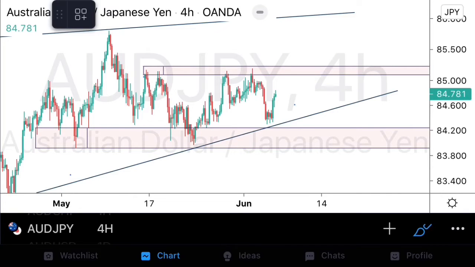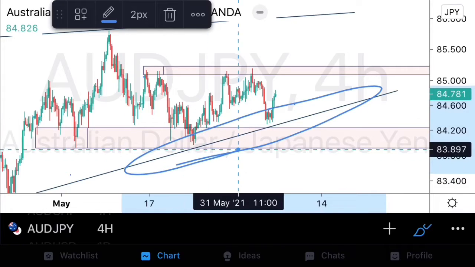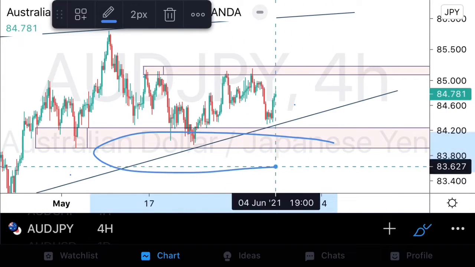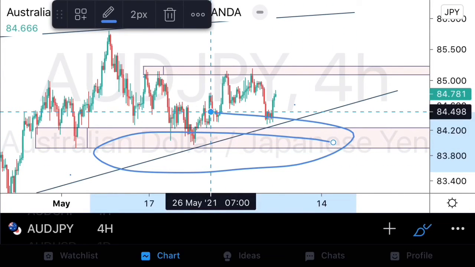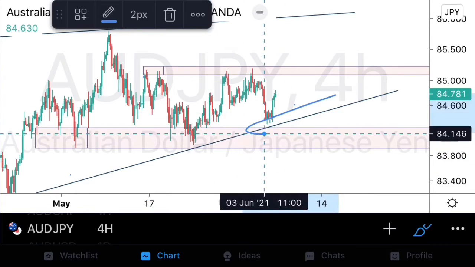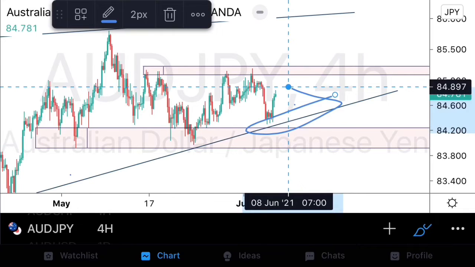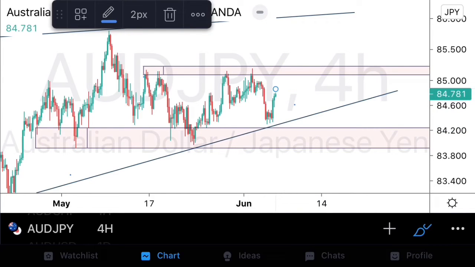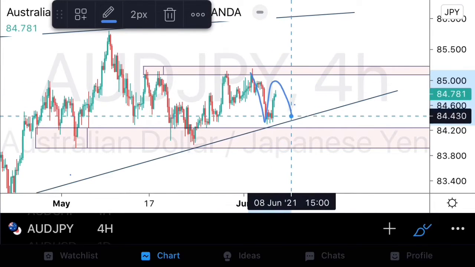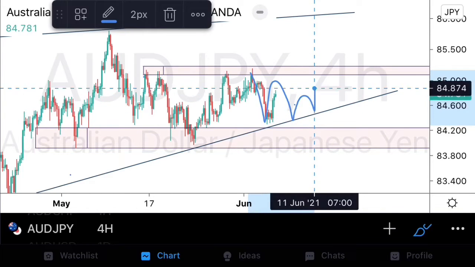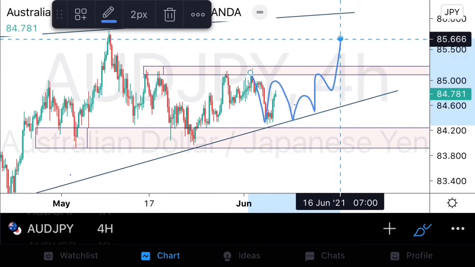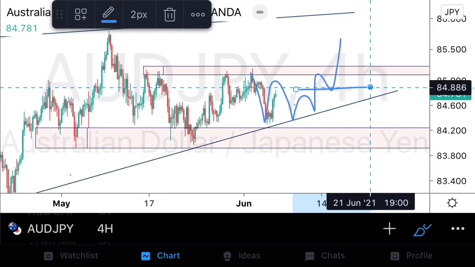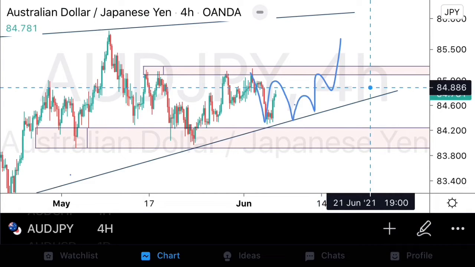What I will be doing on AUDJPY, guys, is looking at my support structures, whether it's my trend lines or my horizontal support and resistance, and assuming that buying probabilities come in from support. So what I will be waiting for is for price action to give me a potential bullish setup from support, and then I will be looking to jump into any potential buys.